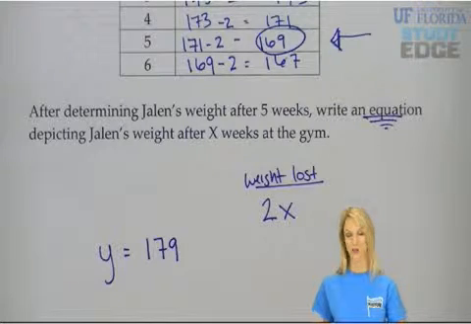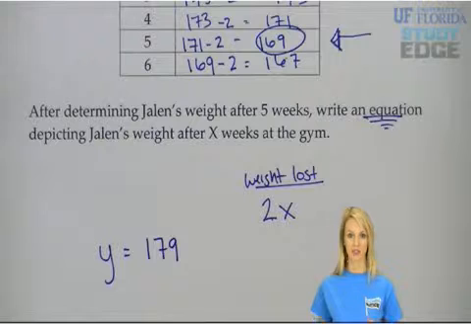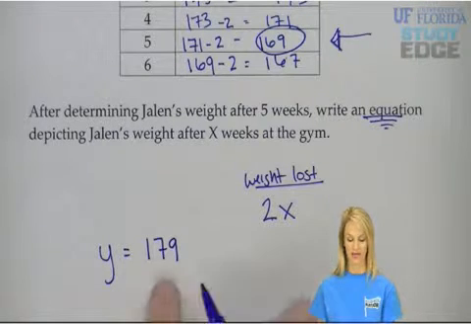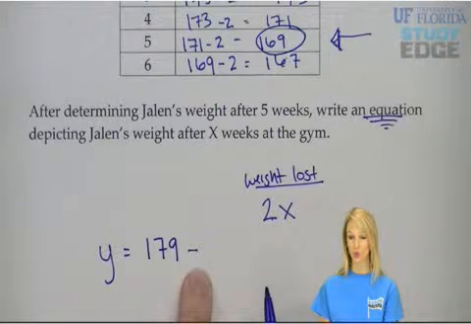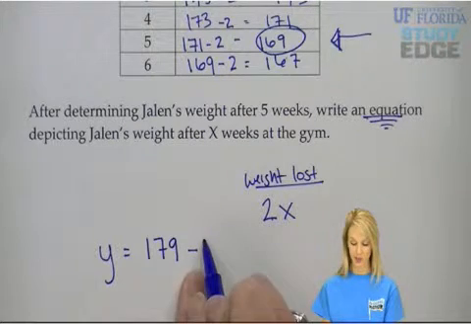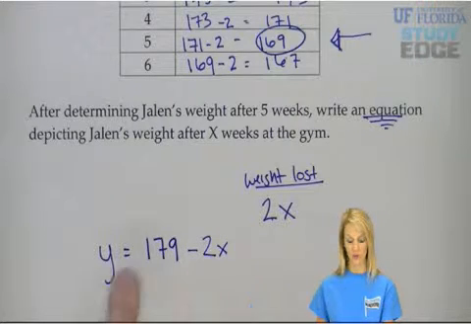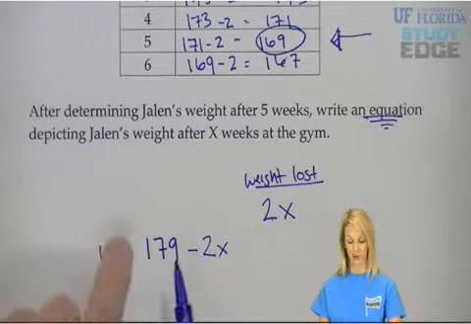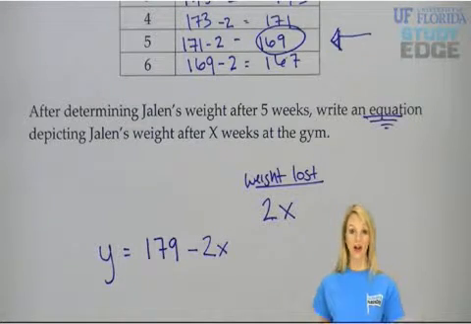2 times 1. He works out for 3 weeks, what does he weigh? Well, you got to take off 6. 2 pounds times 3 weeks, take off 6 pounds. How much weight do we have to take off for each week of working out? 2 pounds. We need to take off 2 pounds for each week of working out. His total weight is equal to what he started at minus the weight he loses when he's working out.